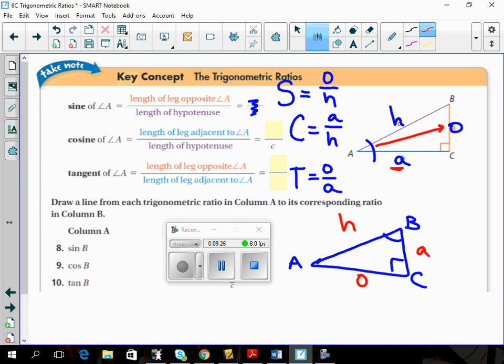So first thing you always want to do is on your picture, figure out what angle we're talking about. So if we're talking about angle B, this is how you would label it. If we're talking about angle A, you have a different picture. The hypotenuse stays the same, it's just that the opposite and the adjacent will switch. First step, label your sides, O, H, and A. We good so far? Okay.